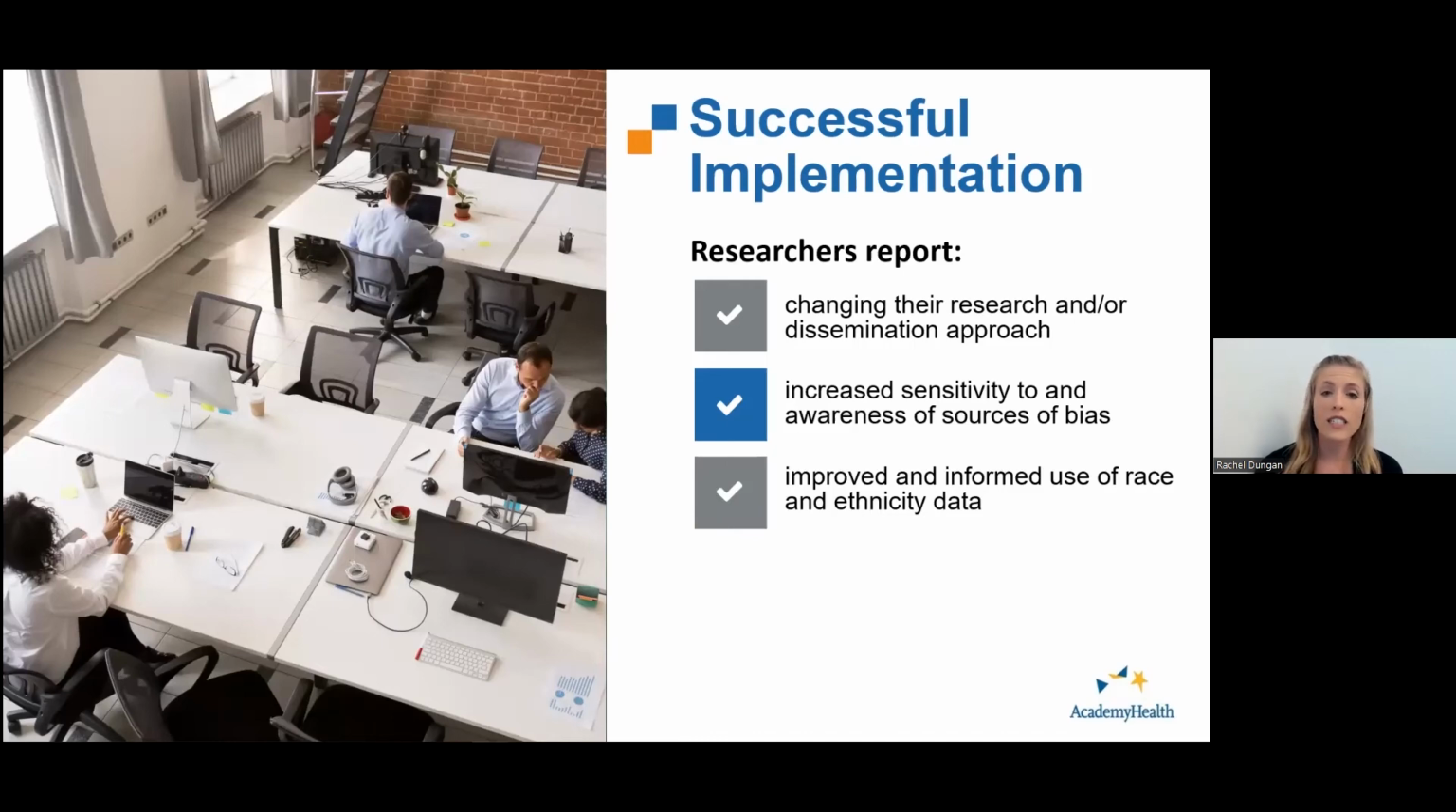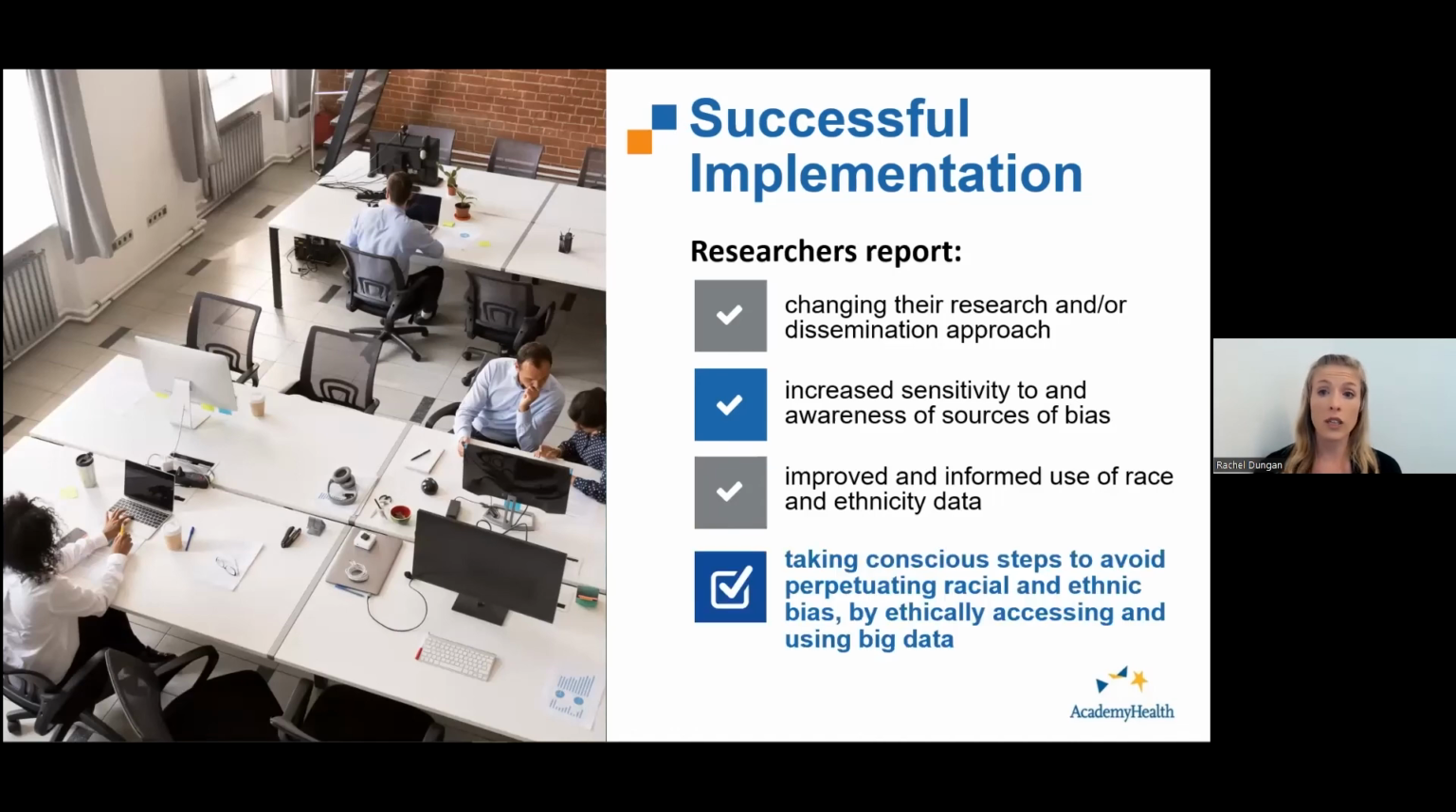By naming and drawing attention to some of the inherent limitations in our traditional data sources and methods, widespread use of the tool would increase awareness of often overlooked sources of bias and could lead to improved and informed use of race and ethnicity data. Ultimately, this will not only equip researchers with the knowledge and skills needed to consciously avoid perpetuating racial and ethnic bias, it will also help them to more ethically and effectively access and use big data, leading to the generation of more accurate and high impact results.